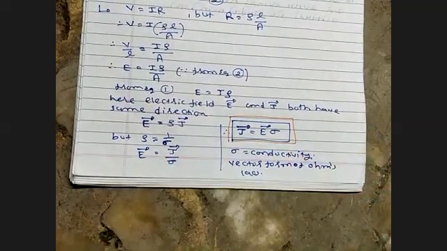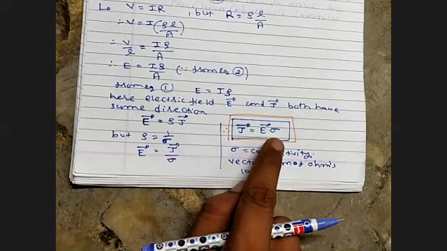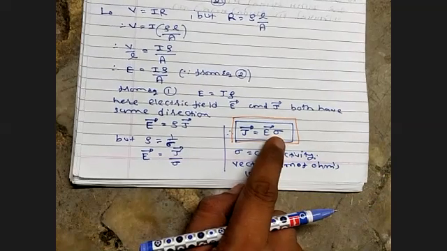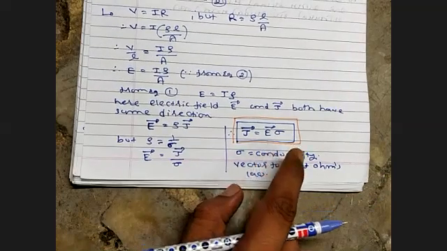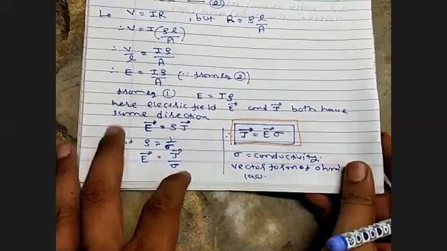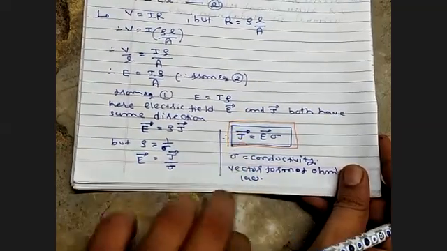That is the vector notation between current density and electric field, and that constant is the conductivity. Good. Okay, move further. So this is Ohm's law in vector notation.